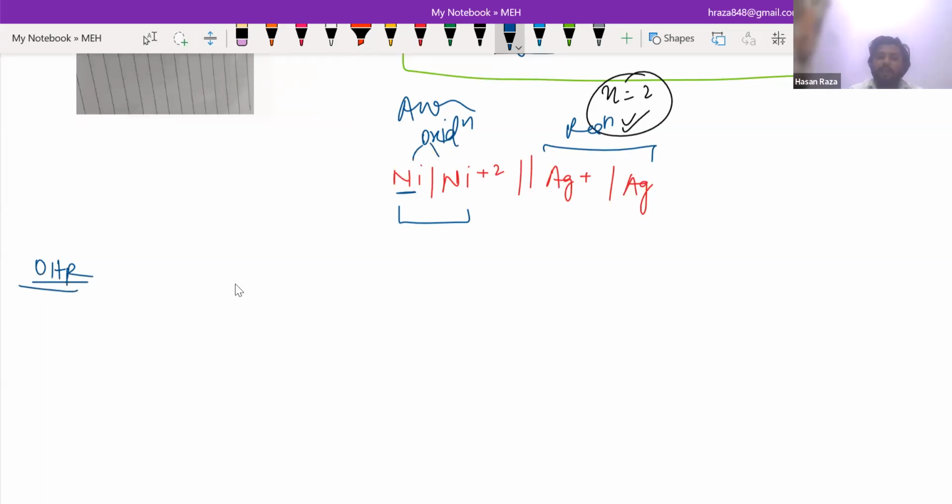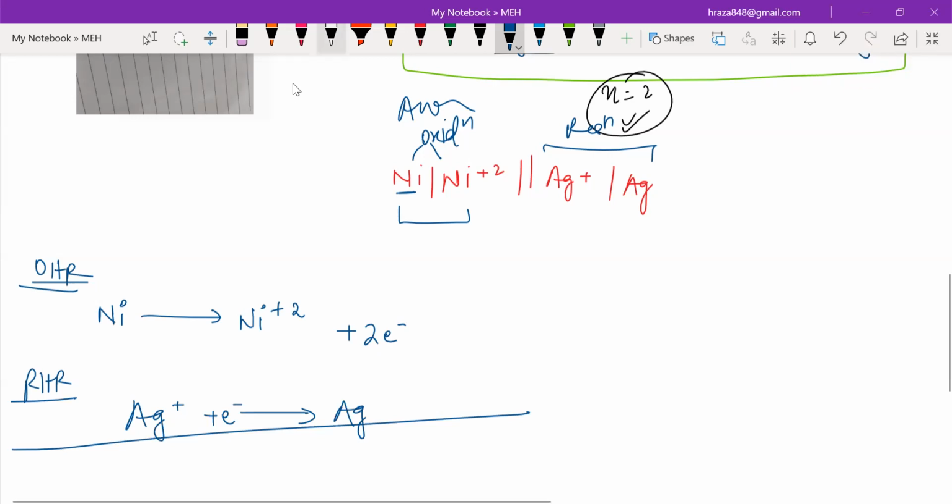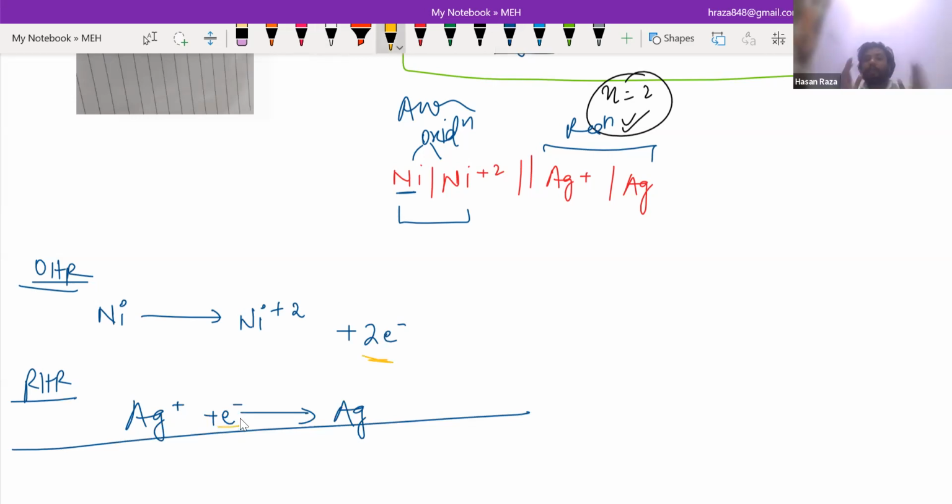So Ni is going from Ni to Ni plus 2, right? That means it lost 2 electrons. And here you can see the reduction half reaction. You can see Ag plus is going to Ag. That means it gained 1 electron, right? Yes or no? Yes, sir. Whenever there will be a difference of electrons, like if the electrons are not the same, if the electrons are same, you are going to add it, and the electrons will be cancelled by each other.